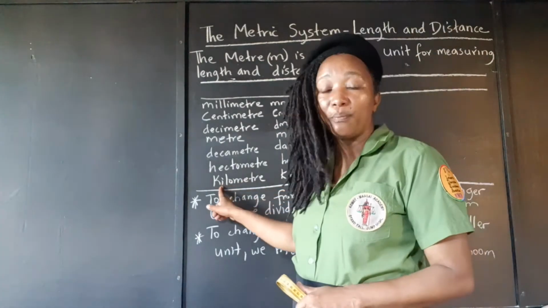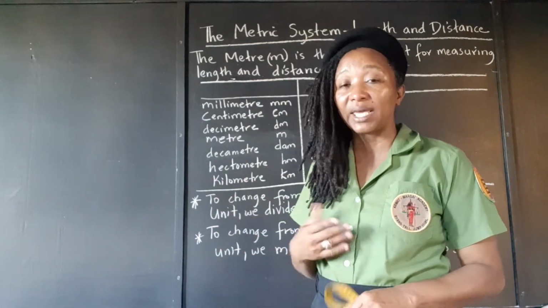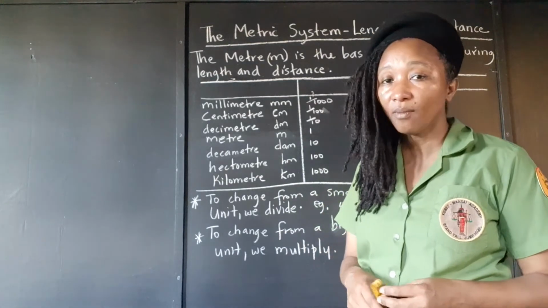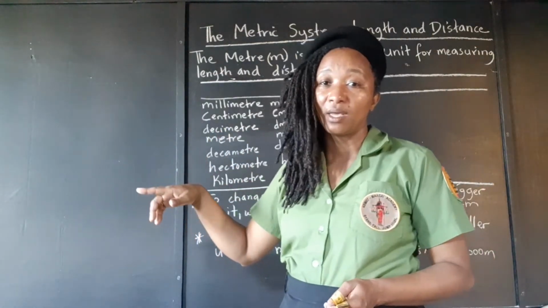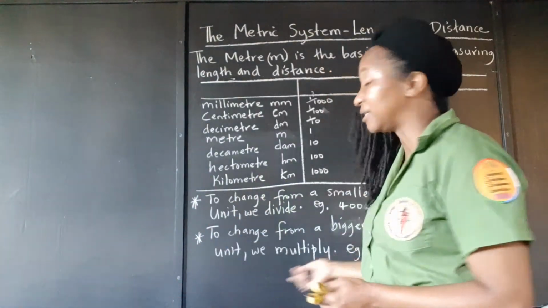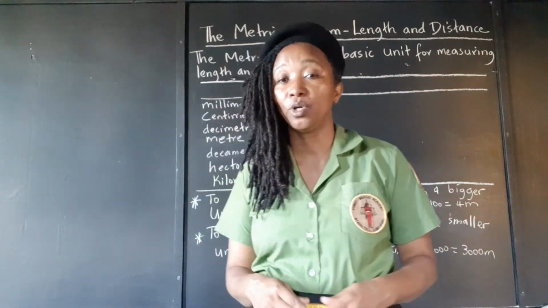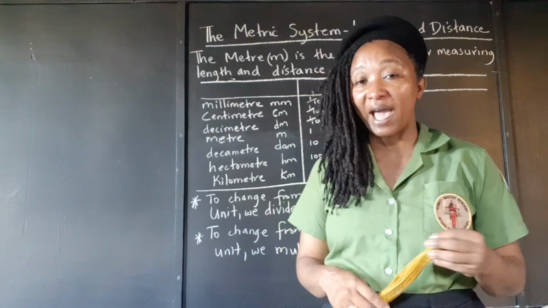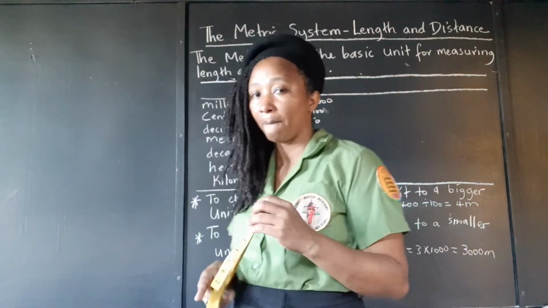Or you could remember that kilo means 1,000. So a kilometer takes 1,000 meters. So if it's 2.5 kilometers, to change that to meters, you have to multiply by 1,000. So that would give you 2,500 meters. Right?